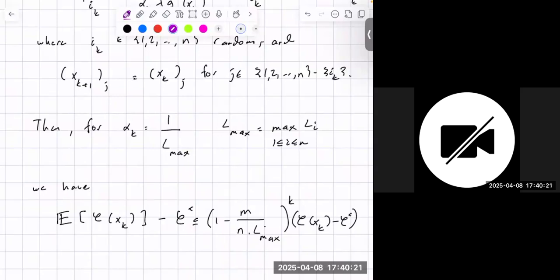And at every step, so what are these M and N? M is the strongly convex assumption of your F.